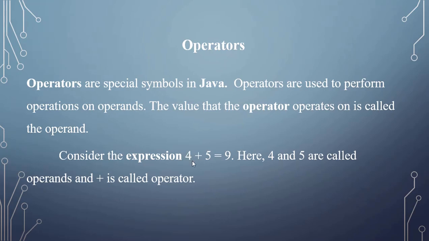Okay, here 4 is the left operand, 5 is the right operand. In between these operands we have the plus symbol. This is called the operator. Okay, after the addition of left and right operands, we will get the result, 9.